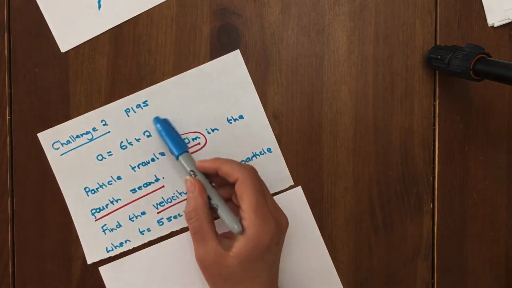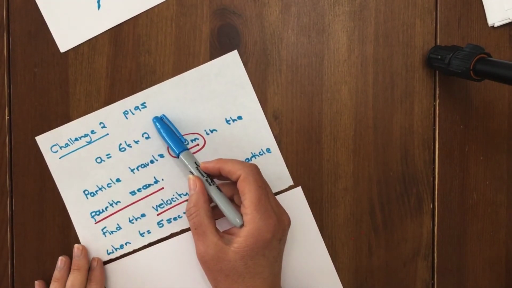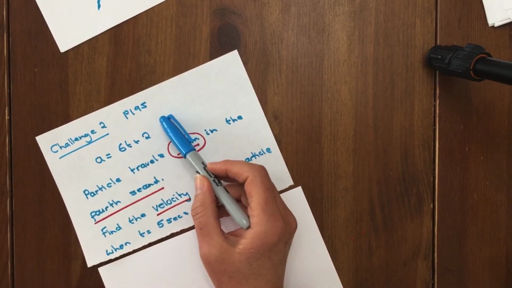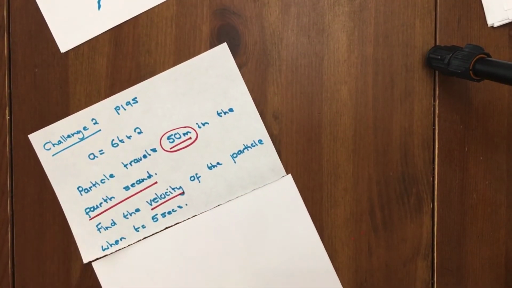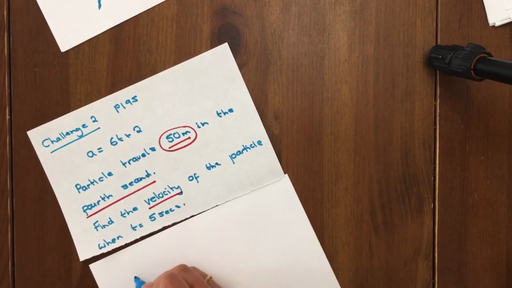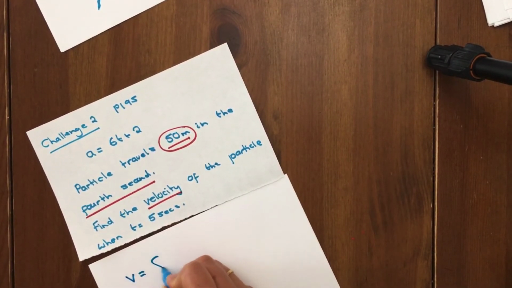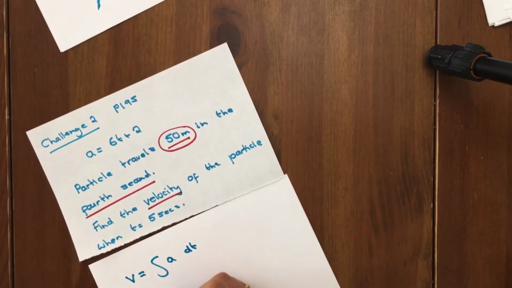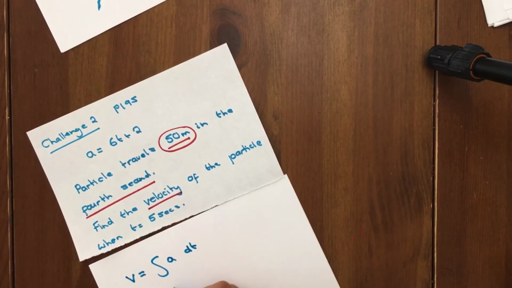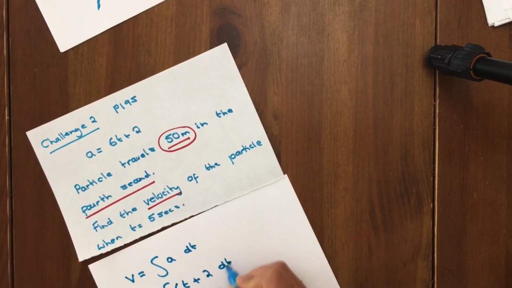so I'm not given that the velocity starts at rest, so I can't say the velocity is 0 when time is 0. It doesn't say that in the question like it normally does. But I'm going to start this question exactly the same way that I started the last question, challenge 1. I know velocity is the integral of acceleration with respect to time. So I'm going to look at integrating my acceleration formula with respect to time.